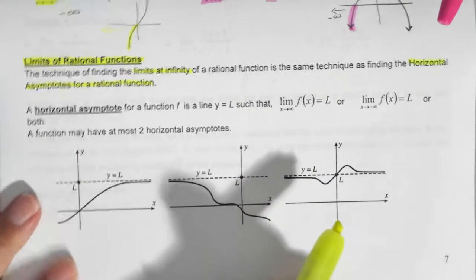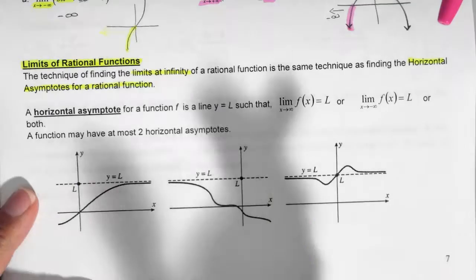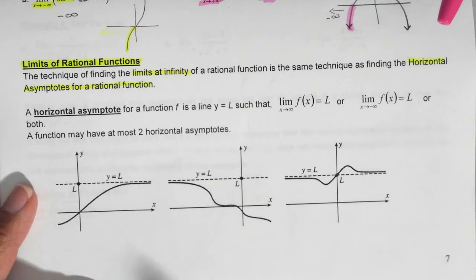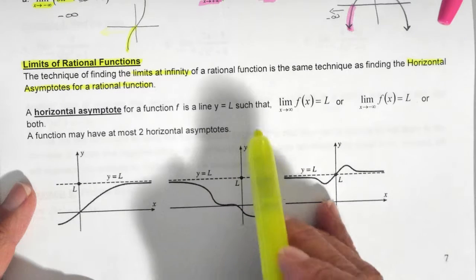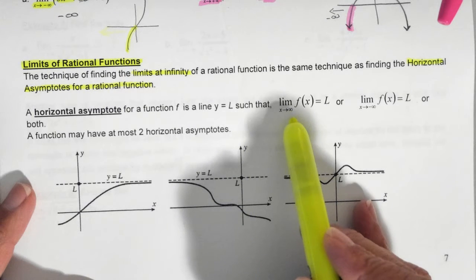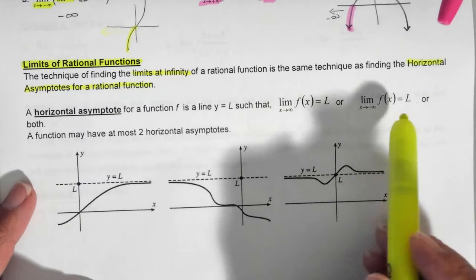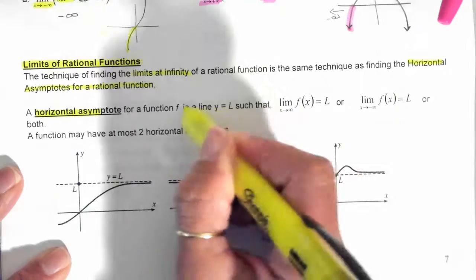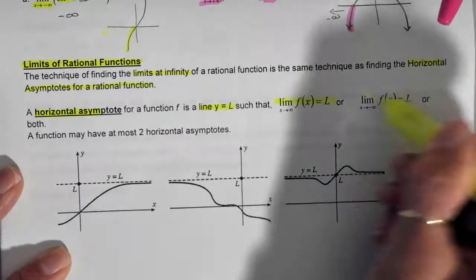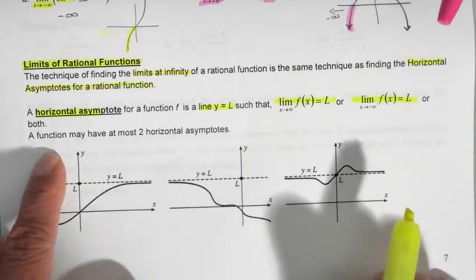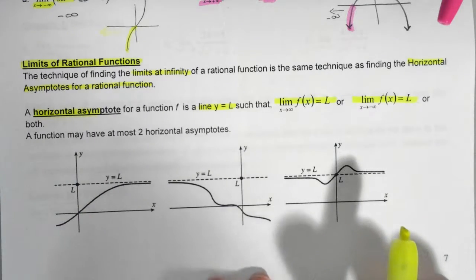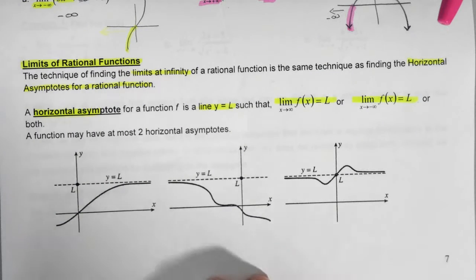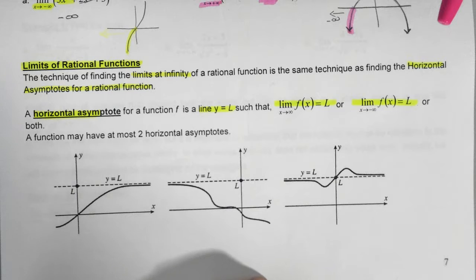But a horizontal asymptote for a function f is a given line. Y is equal to 5, y is equal to negative 7, y is equal to 3/2, whatever. Okay, such that the limit as x is approaching positive or negative infinity would be equal to that horizontal asymptote. Okay? So that's what we're looking at. And here, again, this just says that a function could have at most 2 horizontal asymptotes, but we're going to take a look at how we find those in just a second.